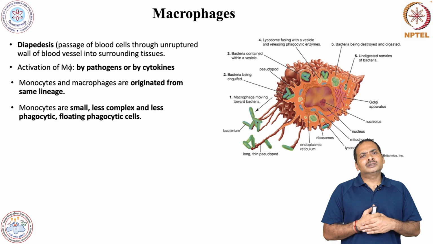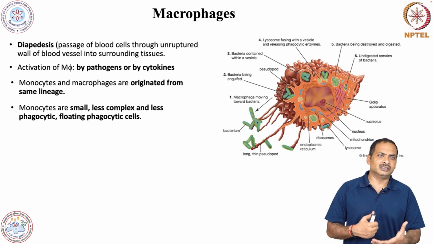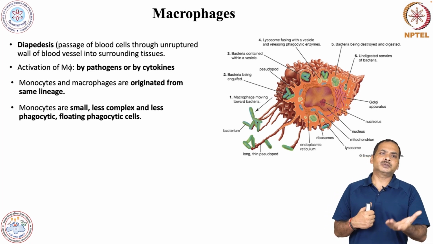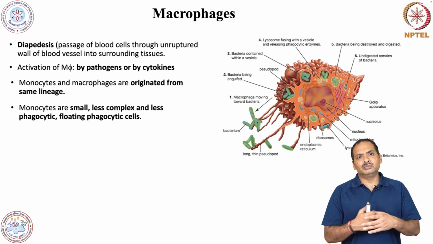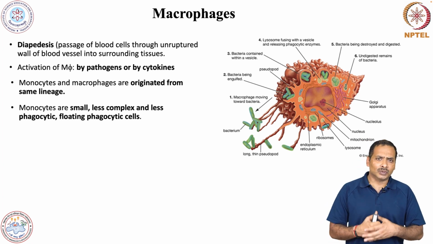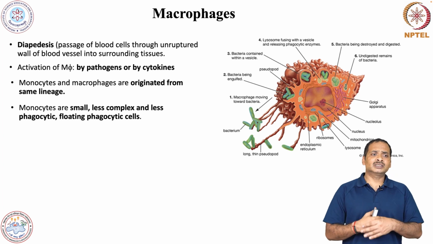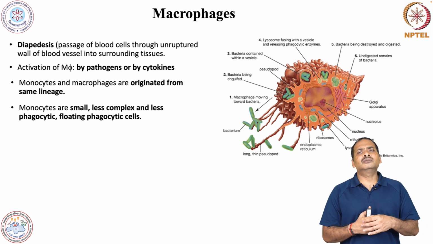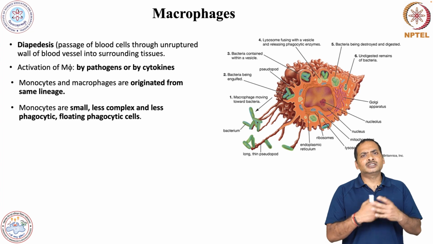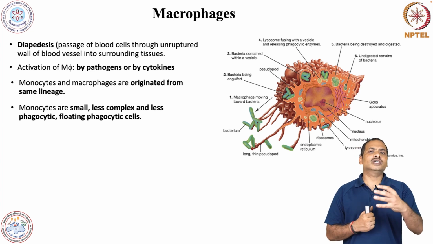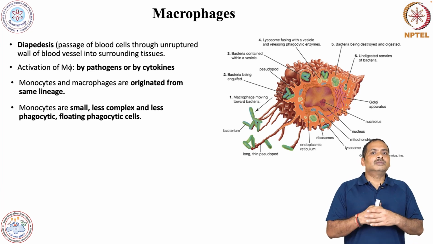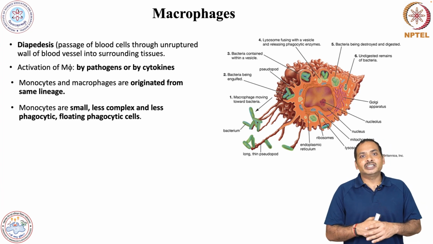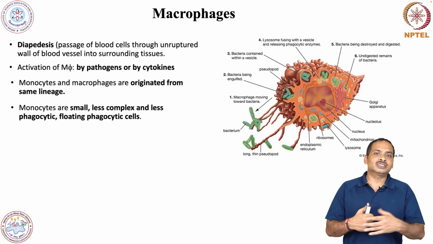Monocytes are basically present in the blood. I have explained this earlier. They are very small, less complex, less phagocytic, and overall, if I can say it in simple words, they are floating phagocytic cells, but with compromised properties. But we can differentiate these monocytes into macrophages if we treat them with some factors.